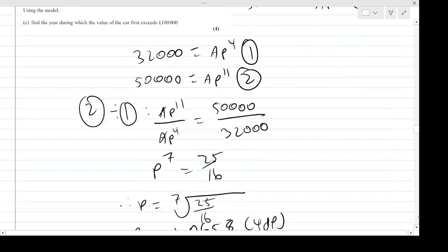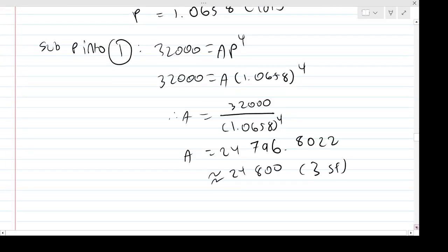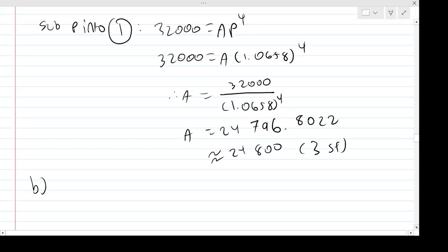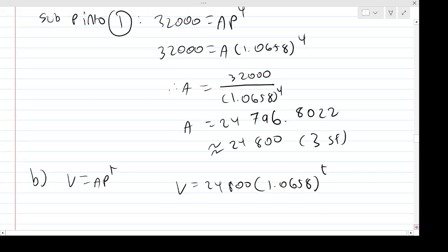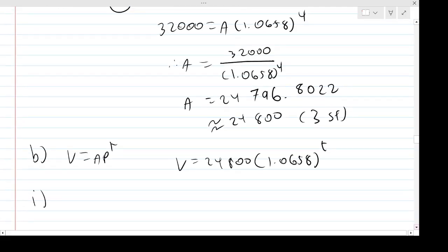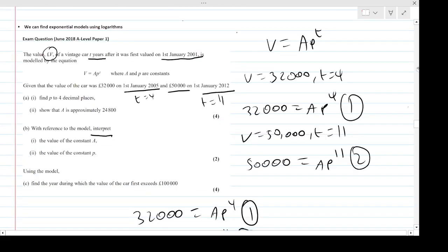Okay. So I'm going to restate the model then. That might help. So part B. So remember V is AP to the T. But actually instead I know that A is 24,800 roughly. P, which is 1.0658 to the T. That's my complete model, right? So firstly, it wanted the value of A, right?